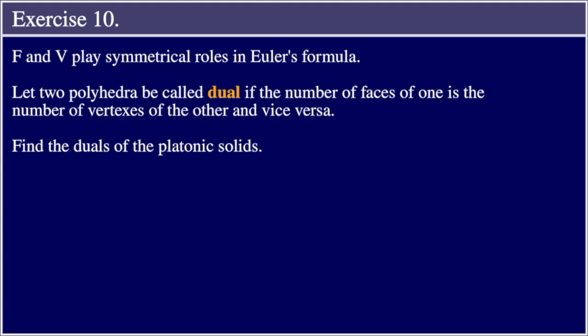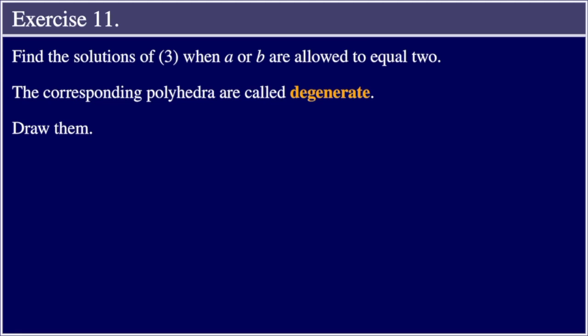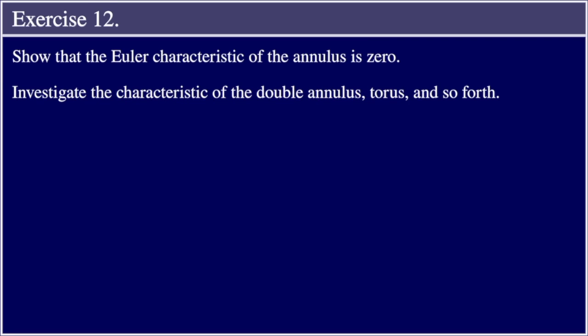10. F and V play symmetrical roles in Euler's formula. Let two polyhedra be called dual if the number of faces of one is the number of vertices of the other, and vice versa. Find the duals of the Platonic solids. 11. Find the solutions of equation 3 when A or B are allowed to equal 2. The corresponding polyhedra are called degenerate. Draw them. 12. Show that the Euler characteristic of the annulus is 0.